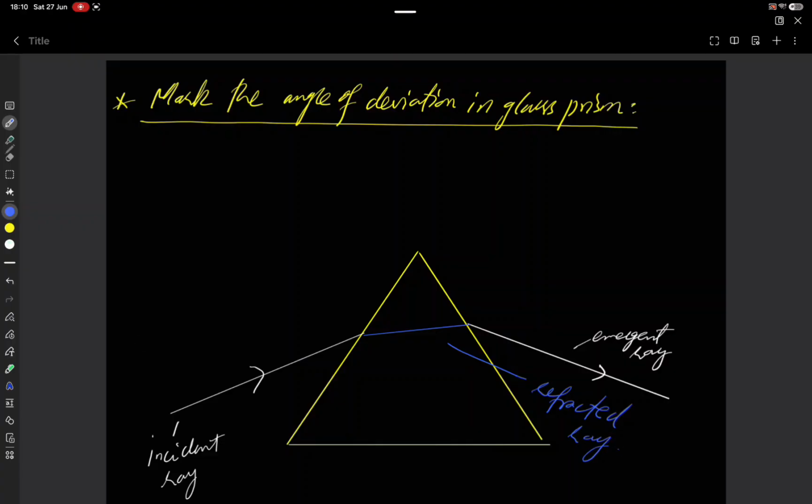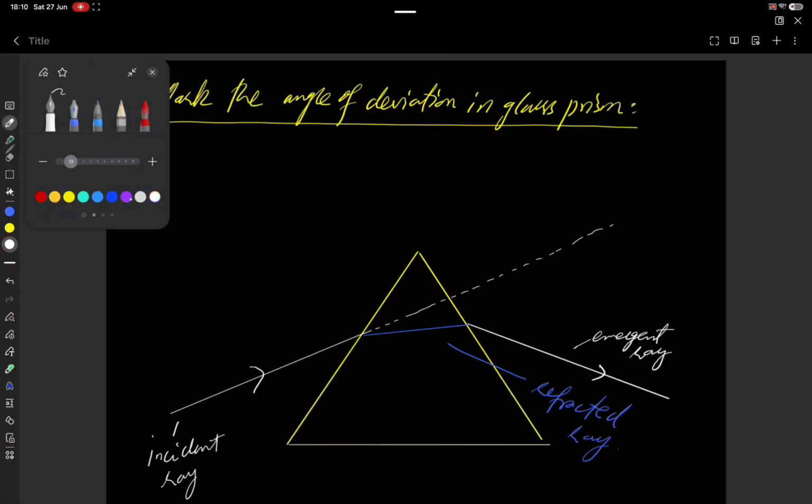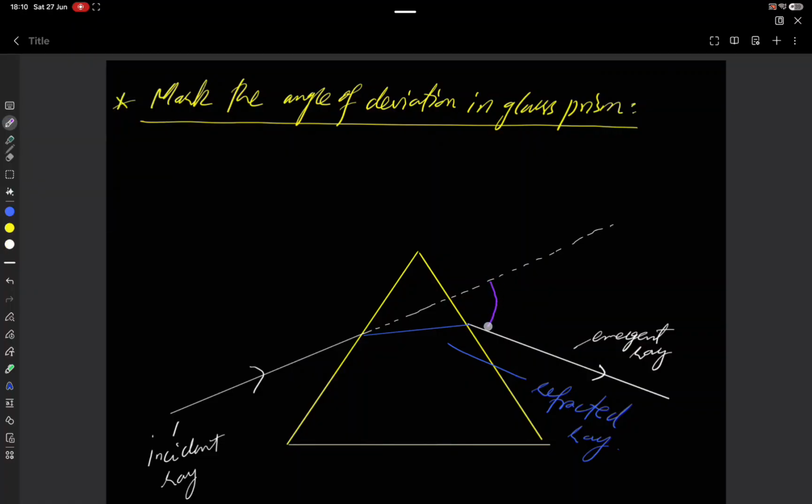So our angle of deviation is, if I extend this line, this is my angle of deviation. So this is the angle of deviation.